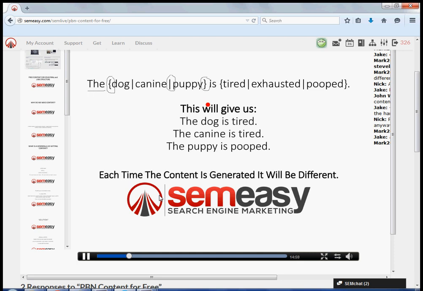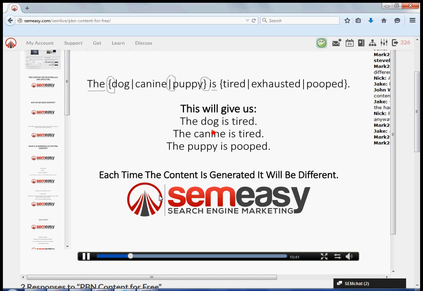So basically what you have here is the dog, canine, puppy, is, and once again, is is not going to be spun out. The words tired, exhausted, pooped, they all mean the same thing, right? So basically it will give us this: the dog is tired, the canine is tired, the puppy is pooped, the puppy is exhausted, the canine is pooped. Just understand that the more words you put into those brackets, as long as they make sense within the context of the sentence, the more spun that content is going to be, okay?